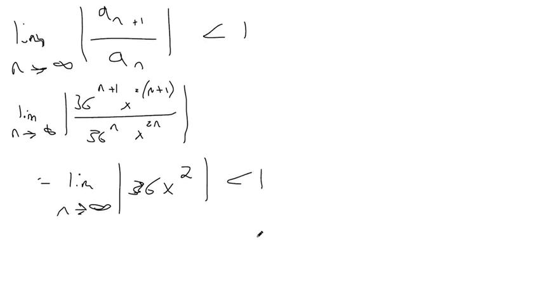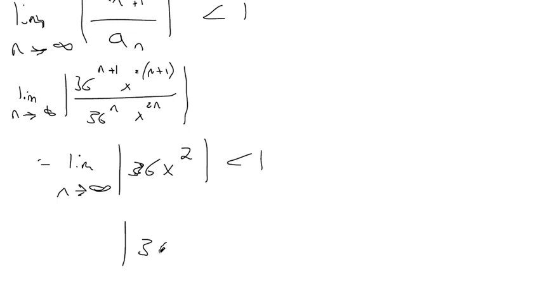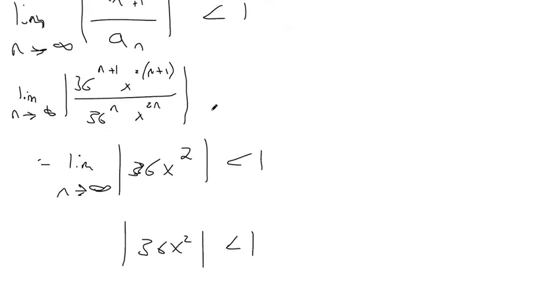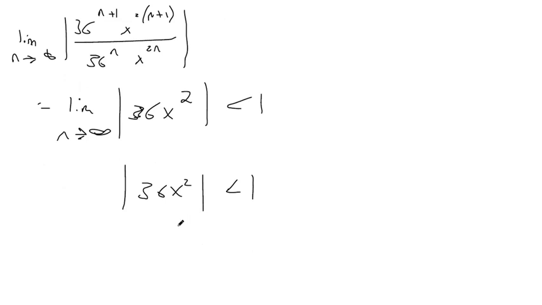And this needs to be, so the limit doesn't matter anymore because there's no n, luckily for this one. So we need 36x squared to be less than 1. And the whole reason for that is because the ratio of the terms needs to be less than 1 for this series to converge. And so to solve for x here, x needs to be less than the square root of 1 over 36, which is 1 over 6, right?